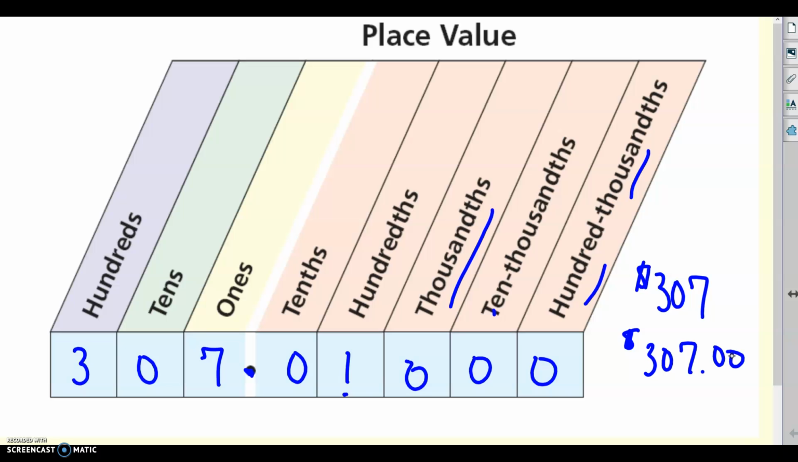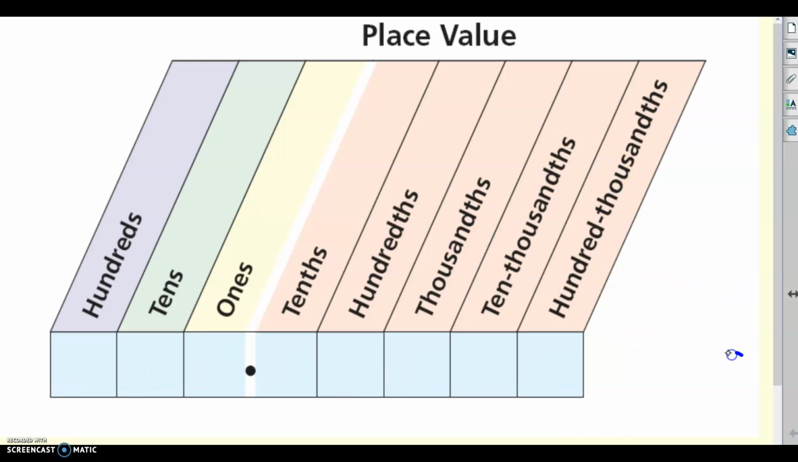All right, I'm going to give you a practice problem. I would like for you to figure out how to say this one. How would you read that one? I'm hoping you said 101 and 203 thousandths.